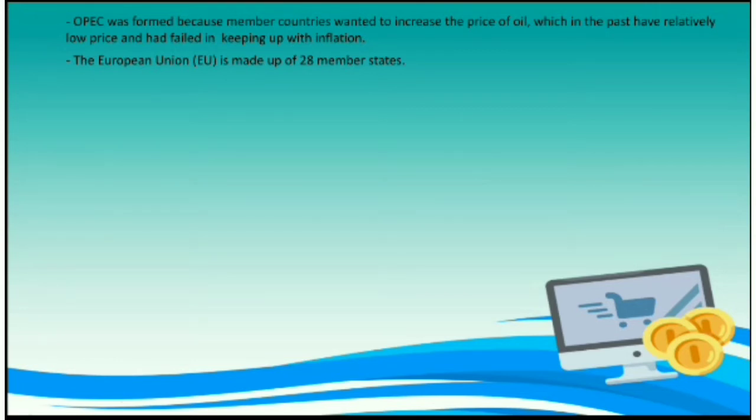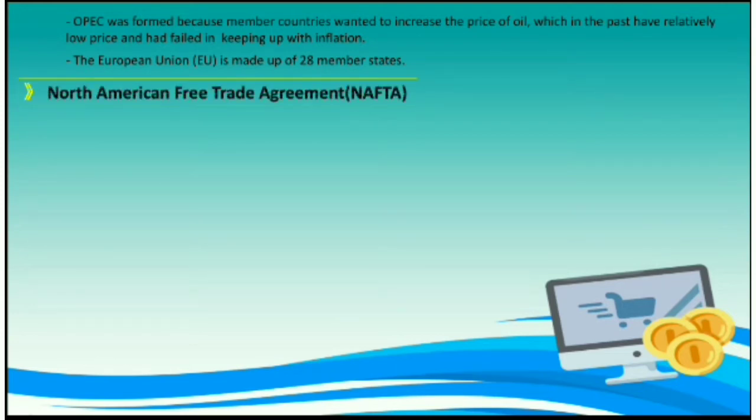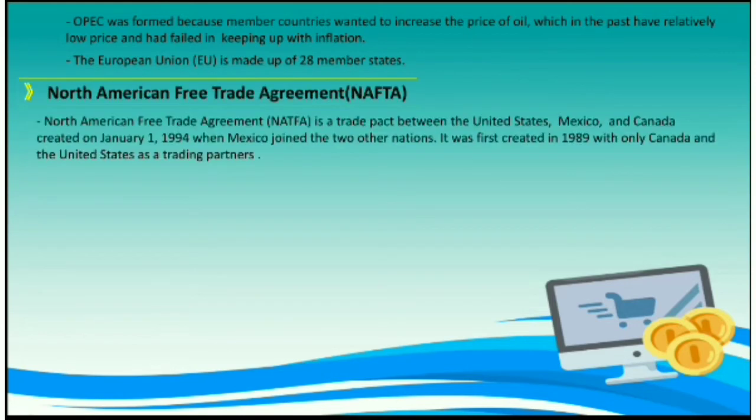Next, the financial institution or organization is the North American Free Trade Agreement, or NAFTA. NAFTA is a trade pact between the United States, Mexico, and Canada, created on January 1, 1994, when Mexico joined the two other nations. It was first created in 1989 with only Canada and the United States as trading partners.